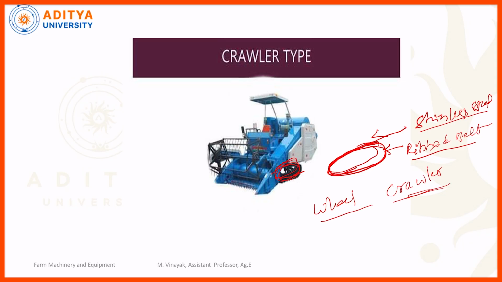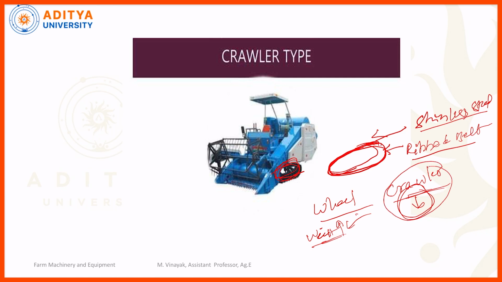The wheel type is much heavier compared to the crawler type. The crawler type combine harvester is very light in weight compared to the wheel type. So if the field contains a high amount of mud, we cannot easily operate using the wheel type combine harvester. So it is best suited for crawler type combine harvesters.